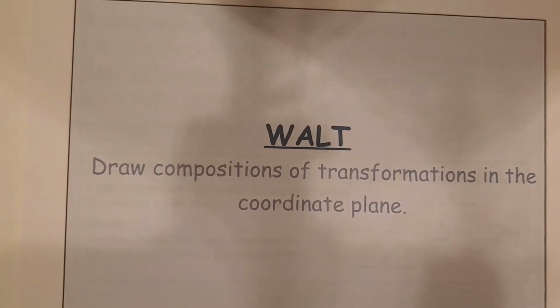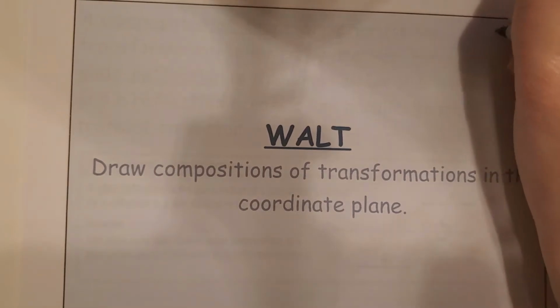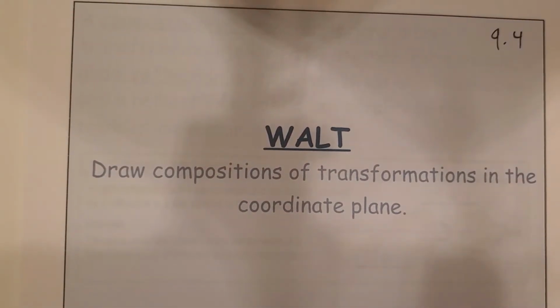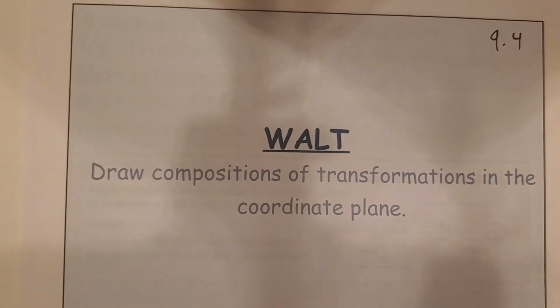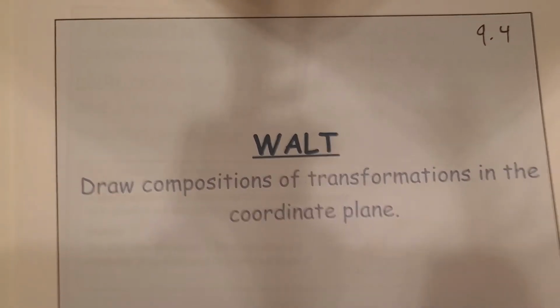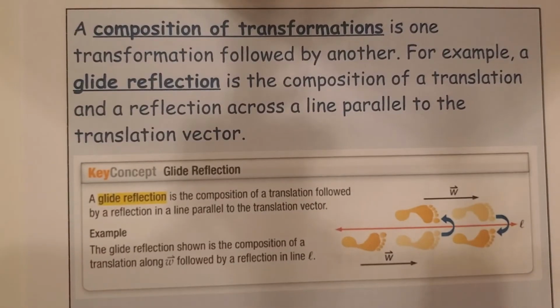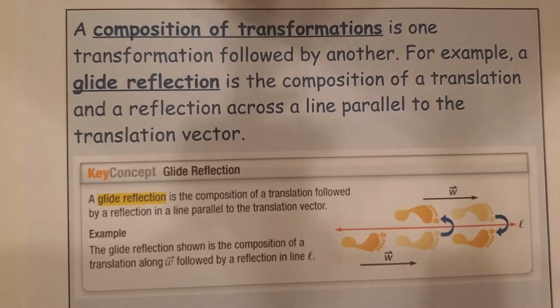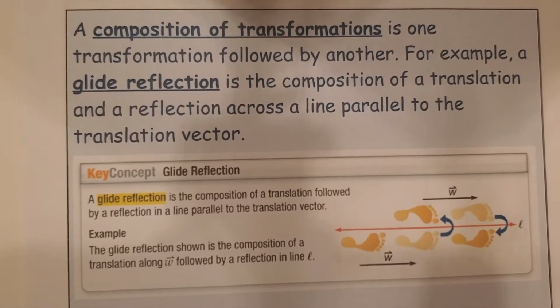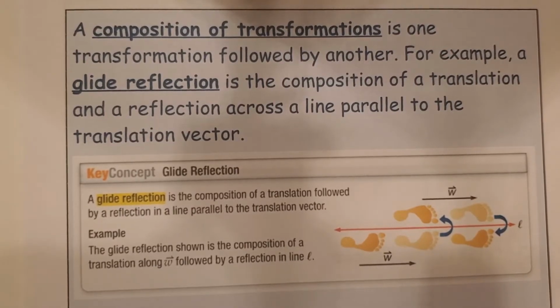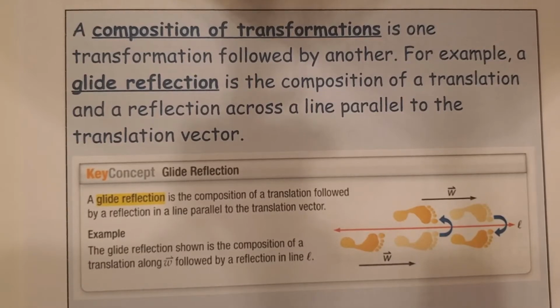Hi guys. So we got some more transformation stuff to talk about today. We're talking about stuff that comes from section 9.4, which is on composition of transformations. So composition of transformations really is not as complicated as it might sound. It's honestly just you're doing multiple transformations at once. All right? A composition of transformations is one transformation followed by another.